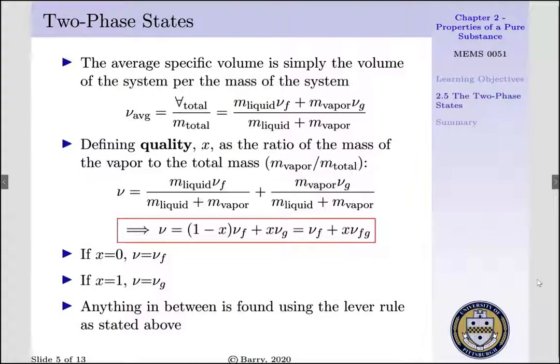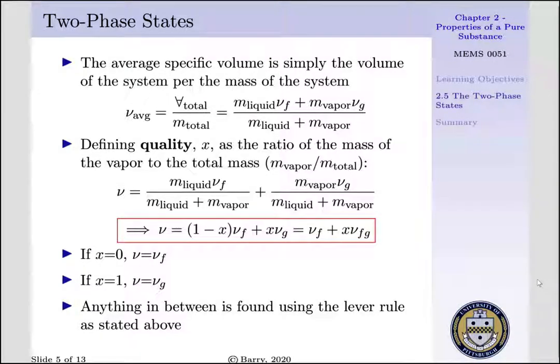We can determine our average specific volume by taking the total volume of our system per our total mass. We just express our total volume as the mass of our liquid times our saturated liquid specific volume plus the mass of our vapor times our saturated vapor specific volume. And we could divide this by our total mass, the mass of our liquid plus the mass of our vapor. To make this easier, we'll define quality, denoted by the variable x, as a ratio of the mass of the vapor to our total mass. That is, our mass of the vapor per the mass of our liquid plus the mass of our vapor.